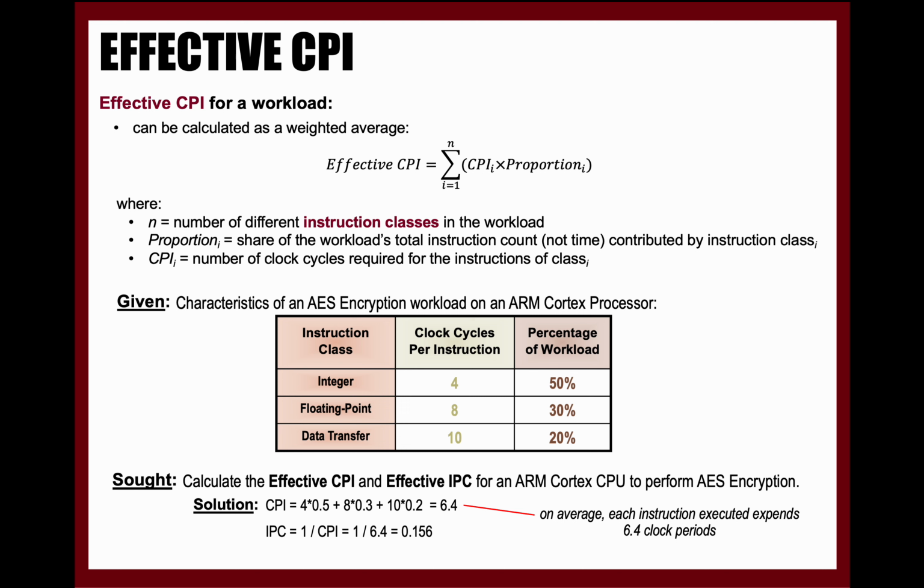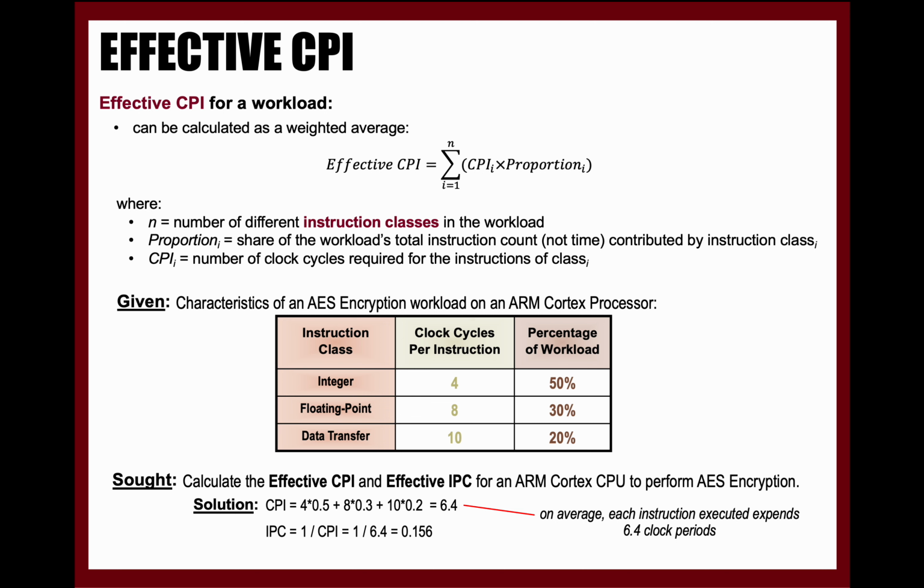To break it down, n represents the number of different instruction classes in the workload. Proportion i denotes the share of the total instruction count contributed by each instruction class. CPI i is the number of clock cycles needed for the instructions of that particular class.